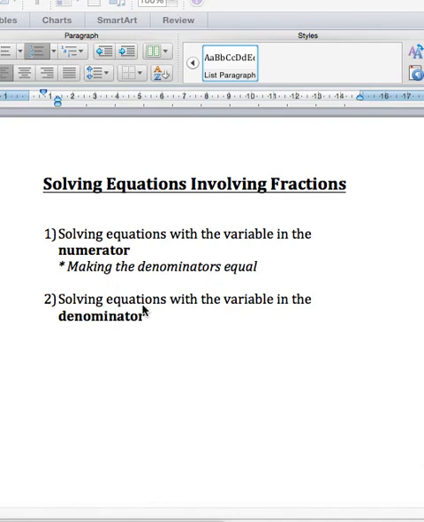Okay, so the next type of equations we're looking at that involve fractions is where the variable is in the denominator. Okay, so these ones look a bit different to the ones we've just done. And I've just added this point here that with the first point, we've solved equations with the variable in the numerator, and we've learned this new method where we make the denominators equal and then cross them off. So now let's move on to the second type of equations where the x, for example, may be in the denominator.